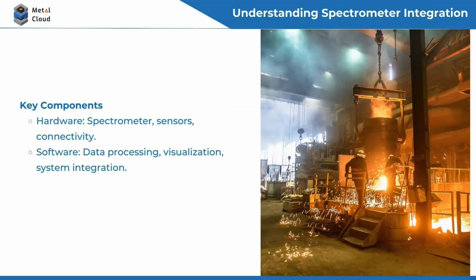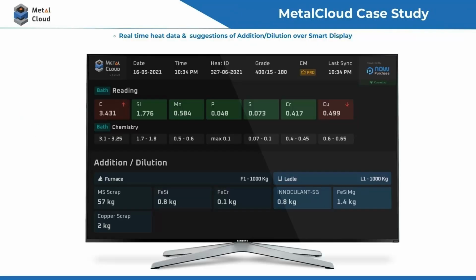This is one of the examples that we have implemented in many factories. Suppose this is a bath reading. Hope this screen is visible to you, right? Yes, sir. Okay. So this is a screen where, suppose there is a grade being manufactured, one grade at a time, like a 400/15 DI grade is being made.